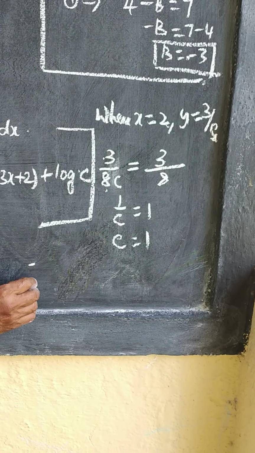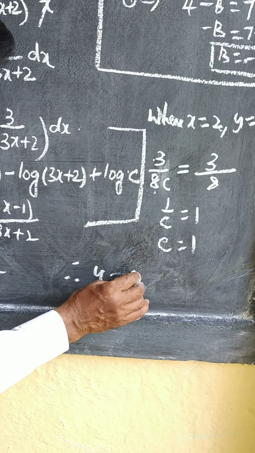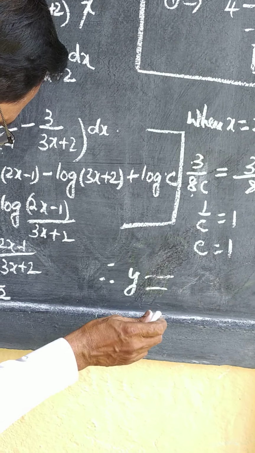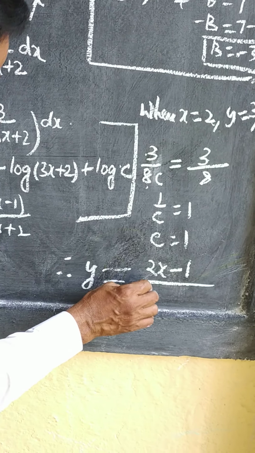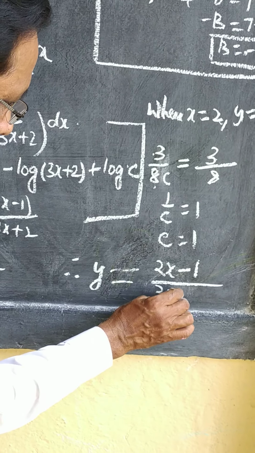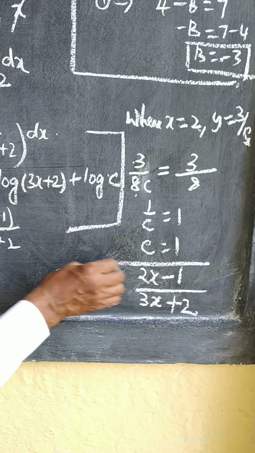Hence, y is equal to 2x minus 1 divided by 3x plus 2. This is the final answer.